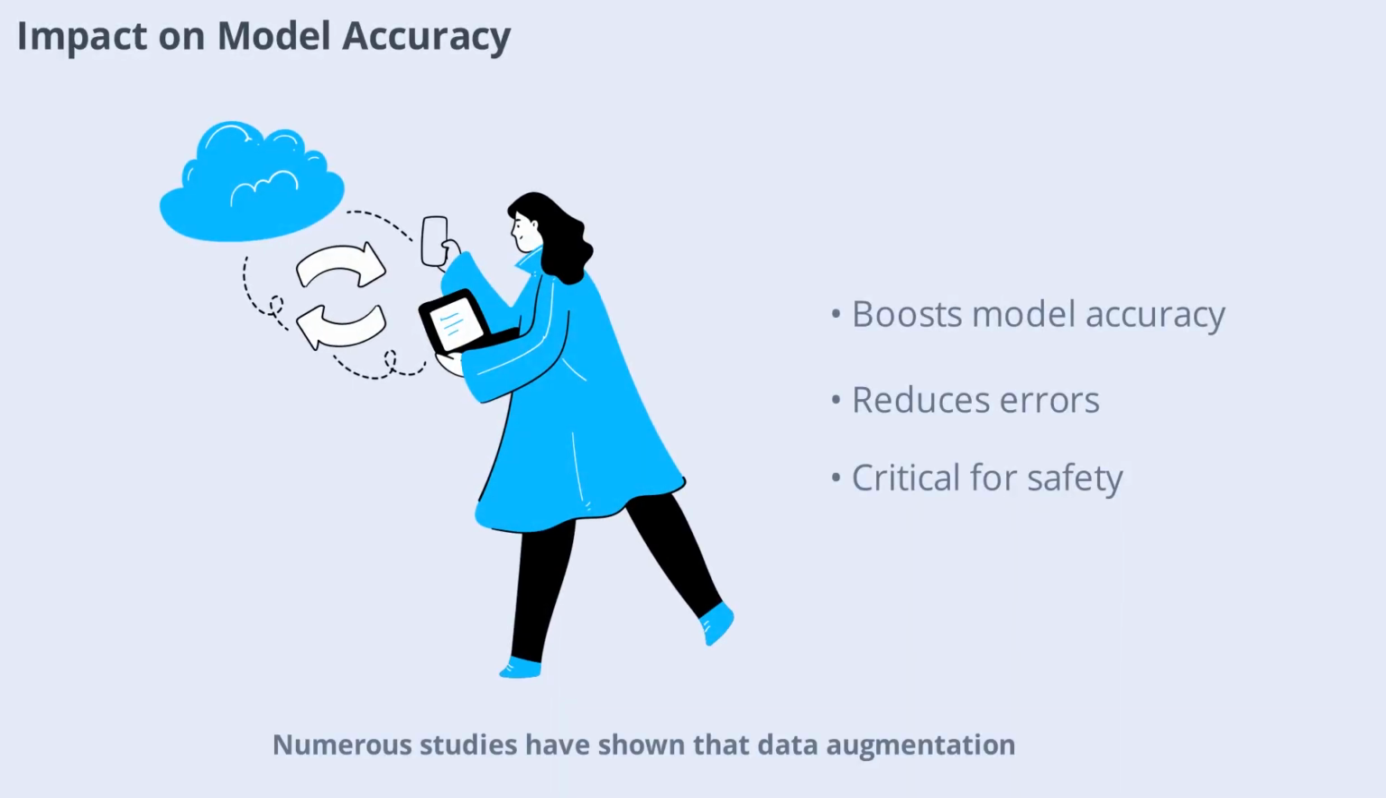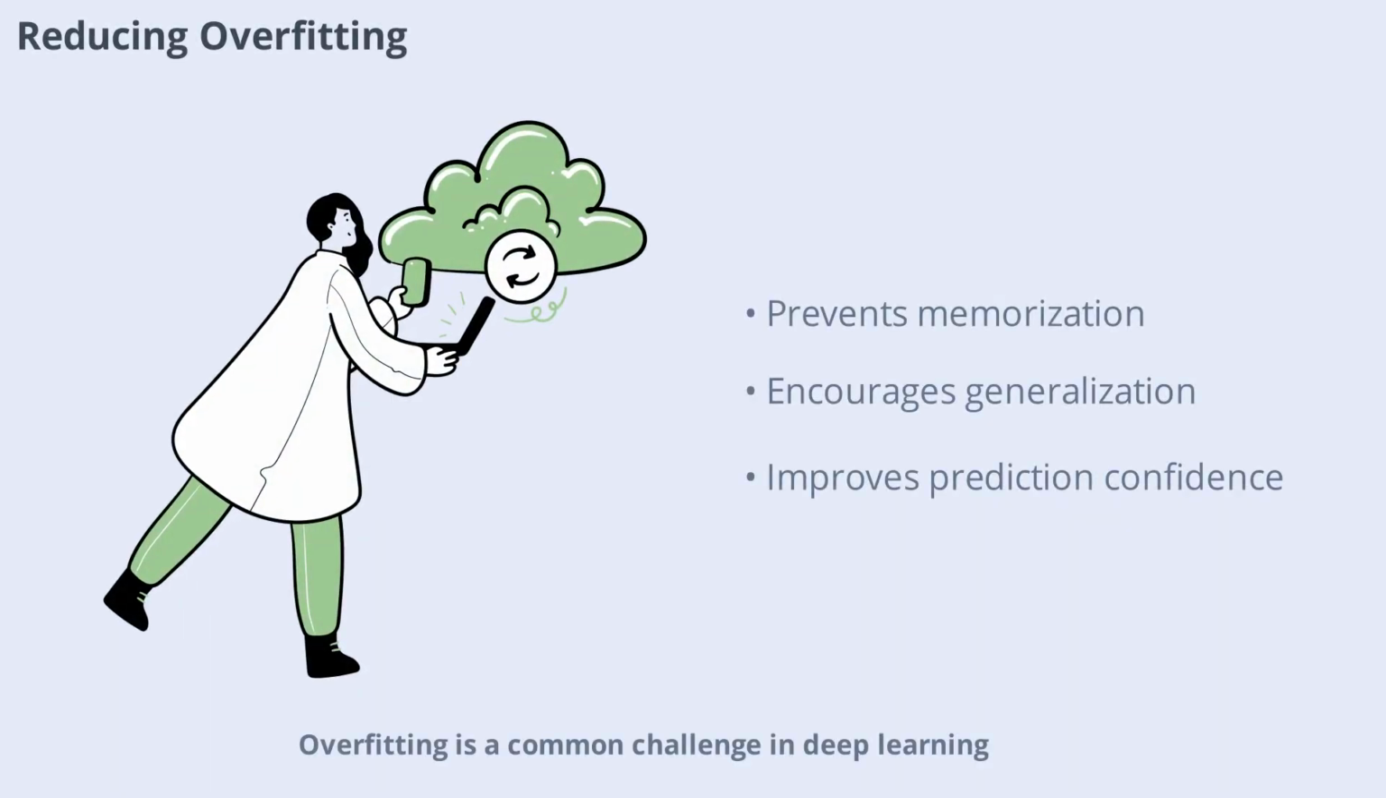Numerous studies have shown that data augmentation can significantly boost the accuracy of CNNs. By exposing the model to a wider variety of samples, augmentation helps reduce errors and improve generalization. This is especially important in fields like medical imaging and autonomous driving, where high accuracy is critical for safety and reliability.